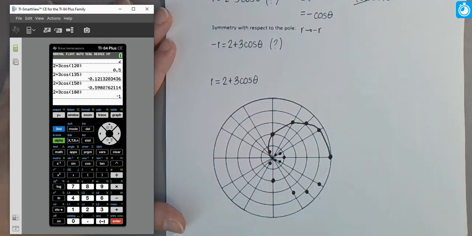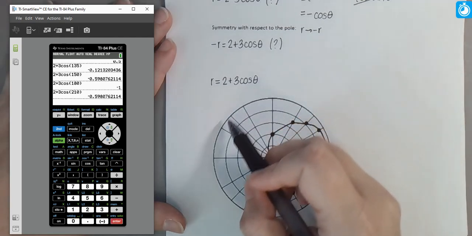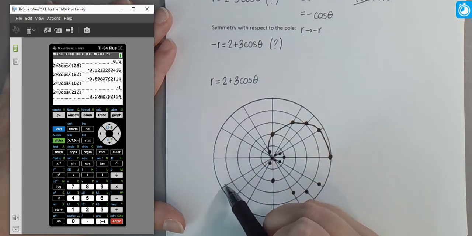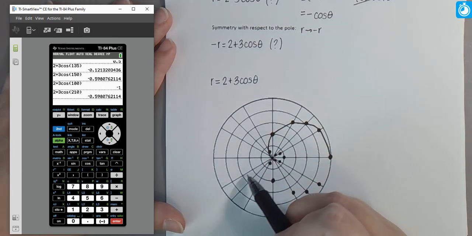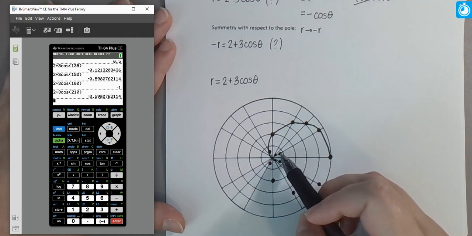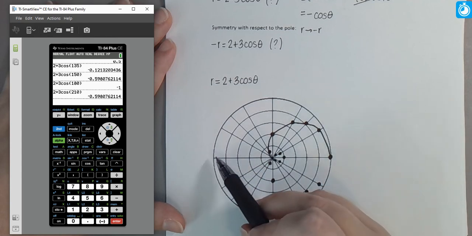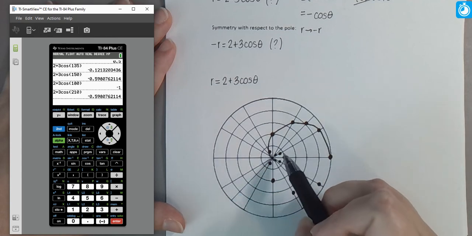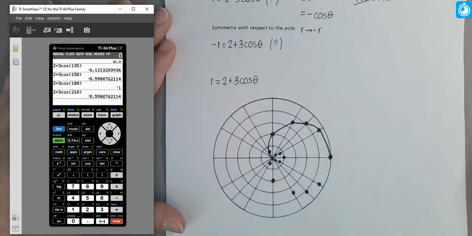Now just to be sure, to make sure we're, again, tracing points we already have, what happens if we went to 210? So 2 plus 3 times the cosine of 210 degrees. Where would that take us? So when we're at 210, we're at negative 0.6. So that would be along this ray, but the opposite side, which would take us to right here where we've already plotted a point. And so once we get past 180, we're going to cycle around to the points we got via symmetry.